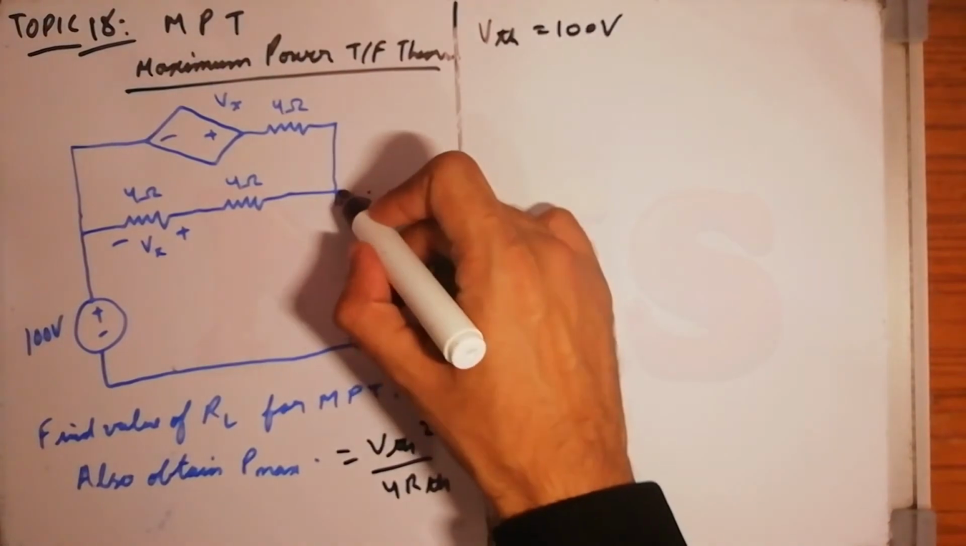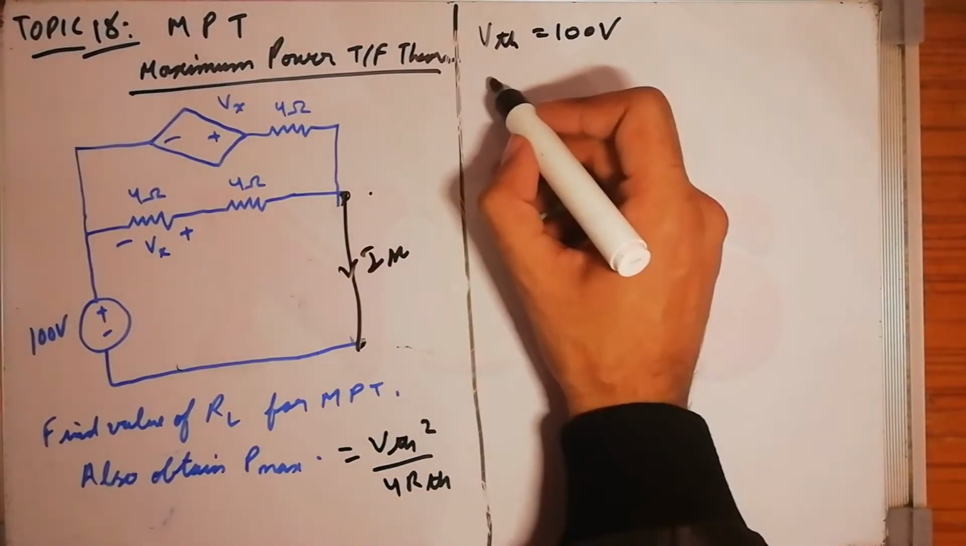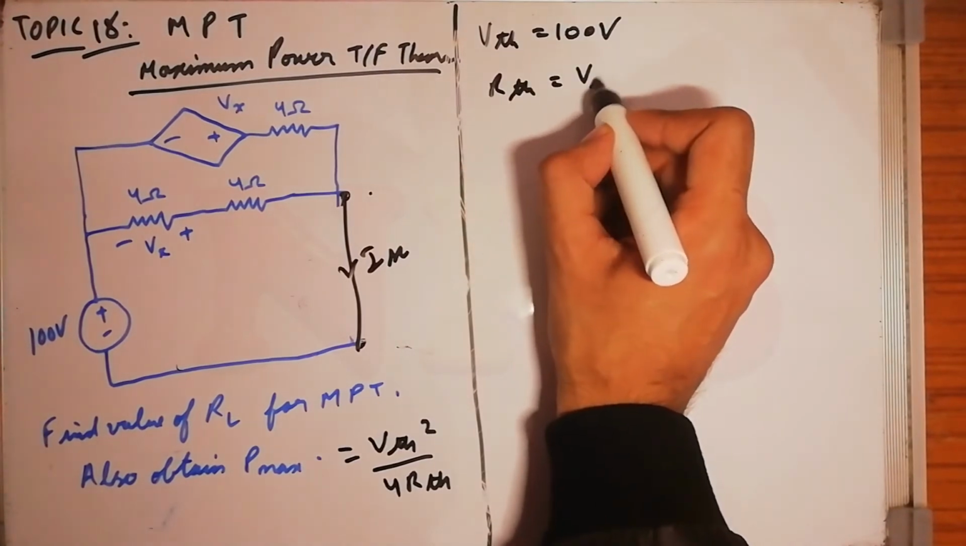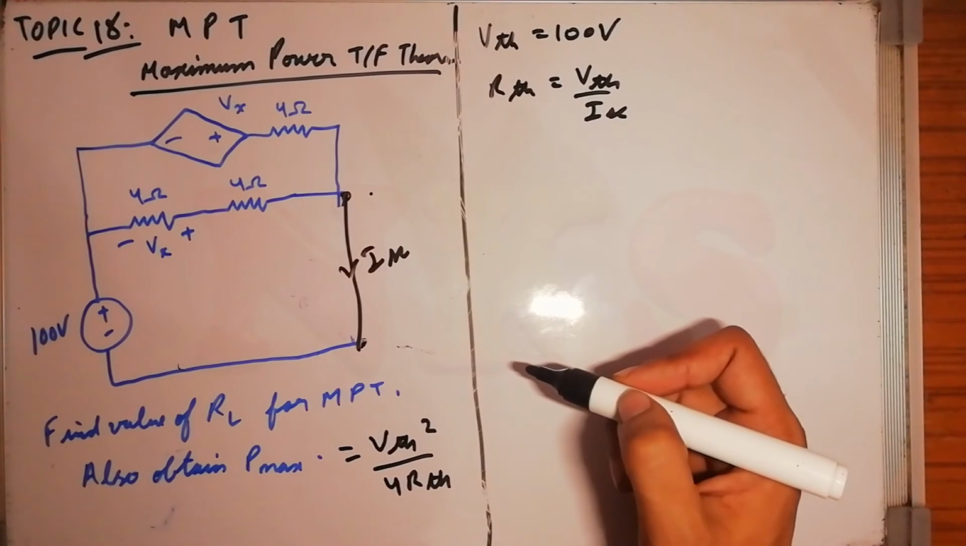So I will use method 1. In method 1, what we do is short circuit this and find out this current. So RTH will be given by VTH by ISC. Okay, so now find out this current.